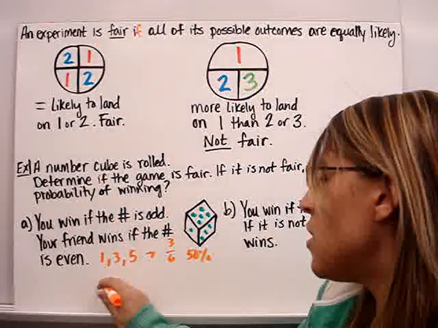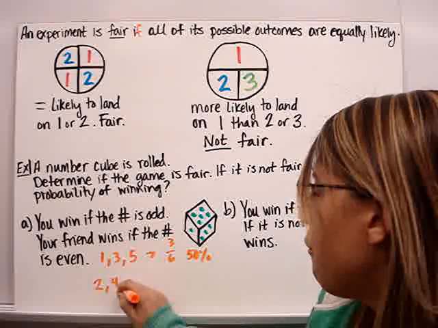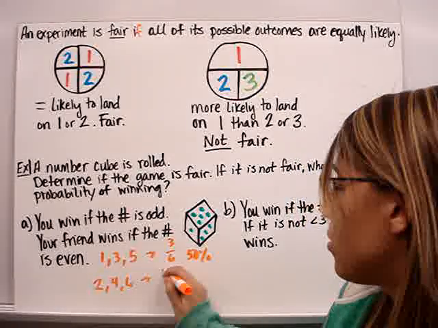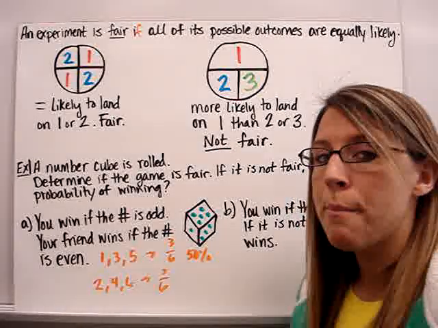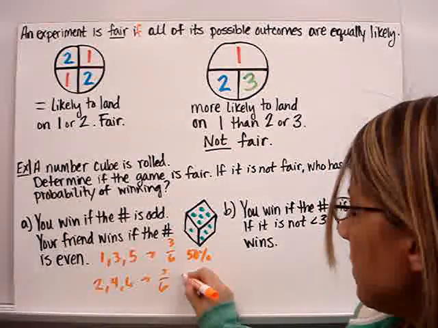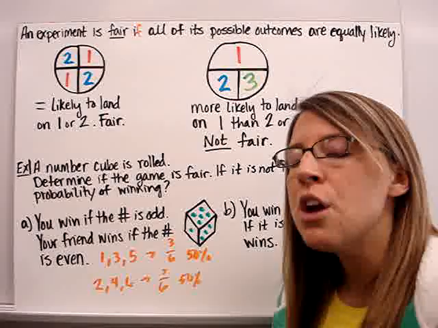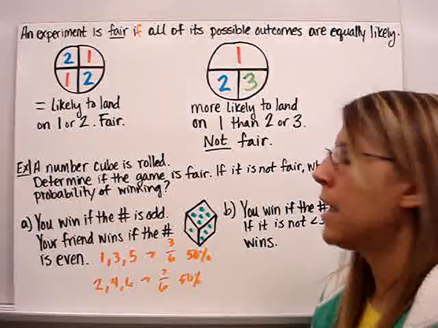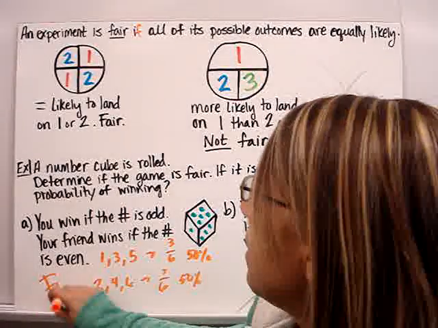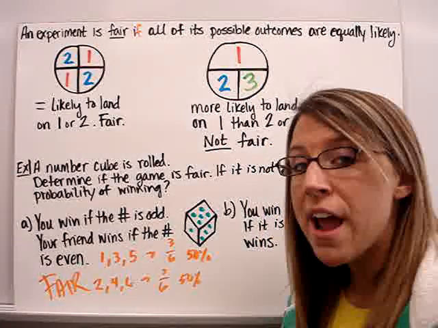Your friend wins if the number is even. So that's 2, 4, or 6. That's 3 out of the 6 possible outcomes, which is 50%. You have a 50% chance of winning. Your friend has a 50% chance of winning. We can say that this is indeed fair.